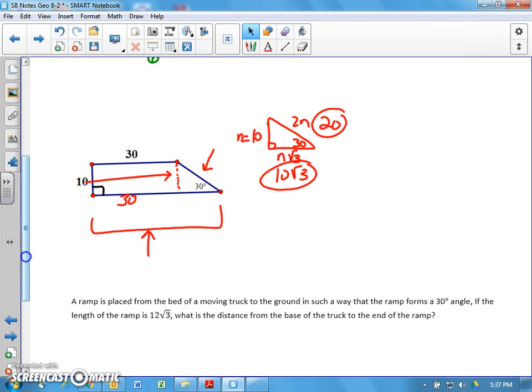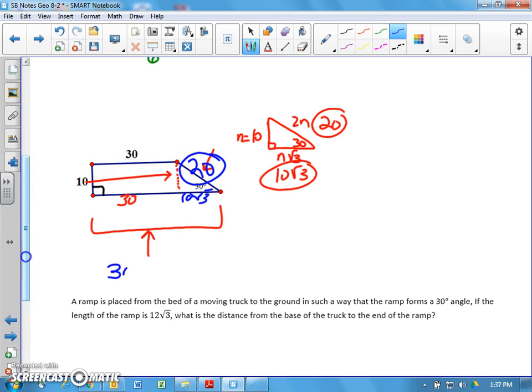So we've now found this side up here to be 20. We have that answer. And this side is 10 radical 3. So the total length of that base, because 30 doesn't have a square root on it, we can't add those. We would write 30 plus 10 radical 3.